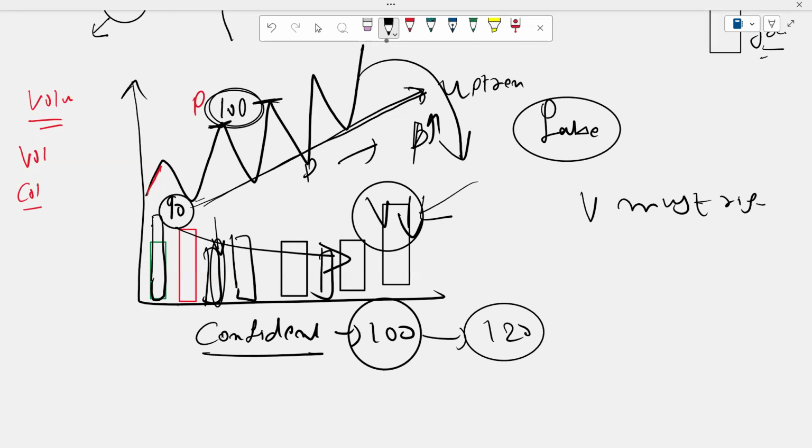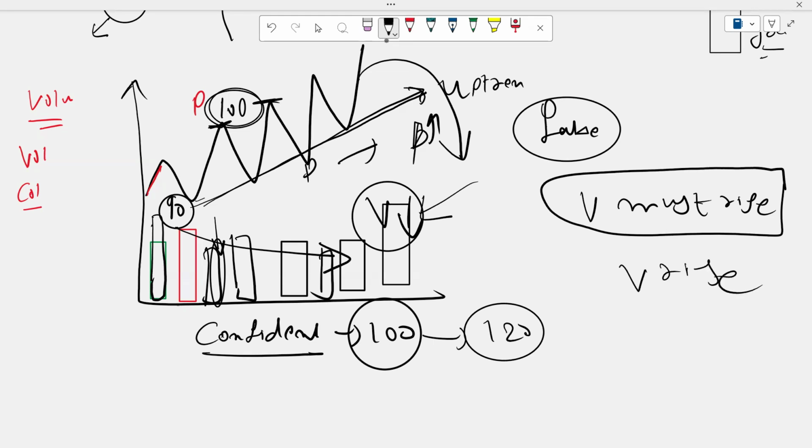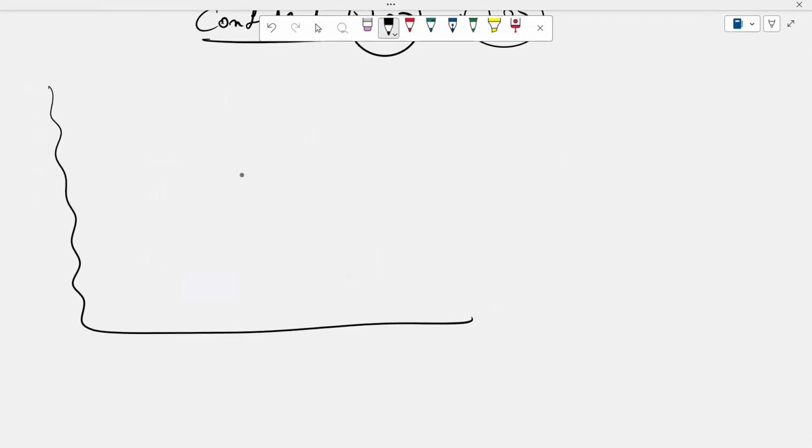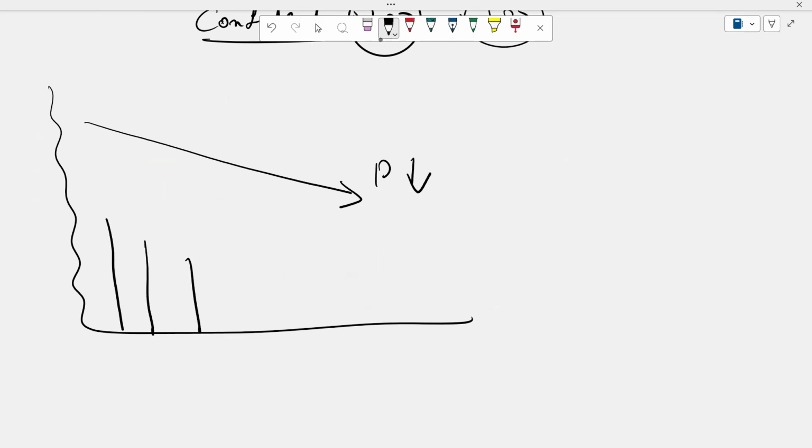Whenever you see an uptrend, if you want to confirm it, just look at the volume column chart. Volume should rise, volume must rise. Let me give you another example. Even in a downtrend, suppose the stock is going down, price is going down, and volume is also going down. I am denoting it like this.